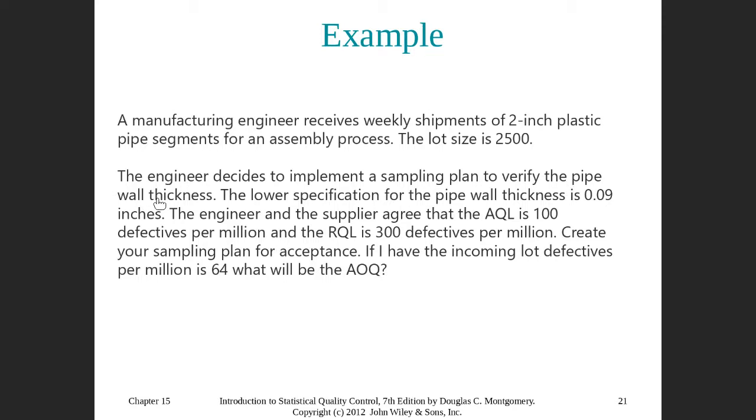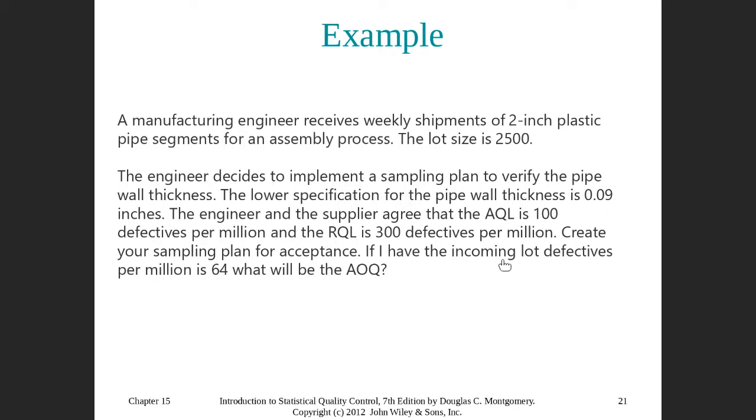So he wants to make sure the thickness of those pipes is within the acceptable range. The lower specification given for the pipe wall thickness is 0.09 inch. The engineer and the supplier agree that the AQL is 100 defective per million and the RQL is 300 defective per million. He asks you to create the sampling plan for the acceptance.